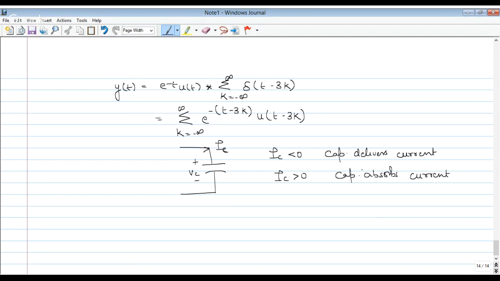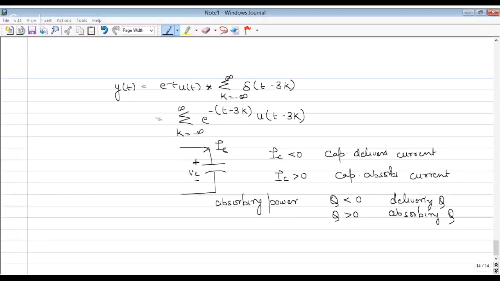Now what about the direction of reactive power flow? As I have told you, current is entering the positive terminal. That means I'm assuming it to be power absorbed. Now if Q comes out to be negative, then it is delivering Q, and if Q comes out to be positive, it is absorbing Q. So always assume in a capacitor also that current enters the positive terminal. If reactive power comes out to be positive, it is absorbing reactive power. If it comes out to be negative, then it is delivering reactive power.